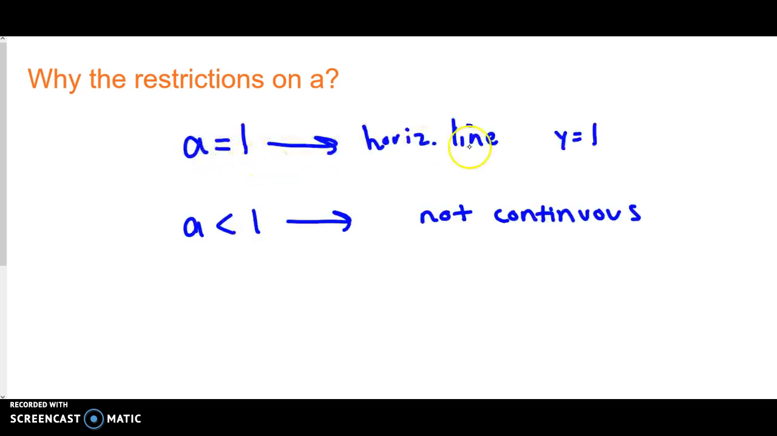So if a was 1, we'd have a horizontal line. Think about that. 1 to any power, for any x, would be y equals 1. So, that's just a horizontal line. That's not exponential growth, or decay, I suppose. If a was less than 0, it wouldn't be continuous. If you don't know what I mean by that, go ahead and plug something in your calculator. Plug in negative 0.26 to the x power in your calculator and see what you get. Okay? You guys can experiment with that.